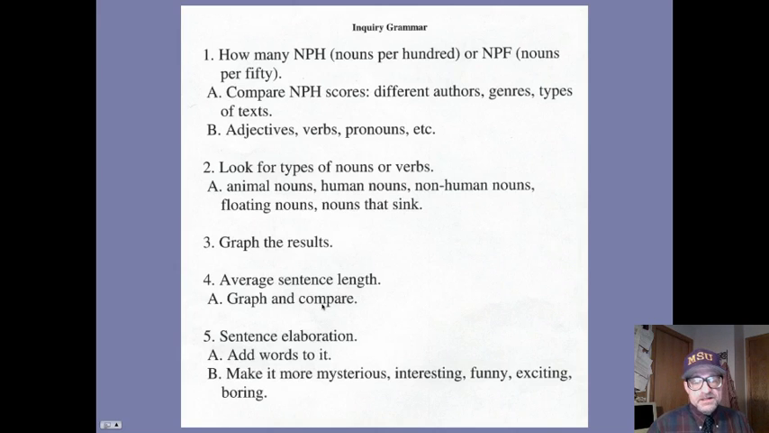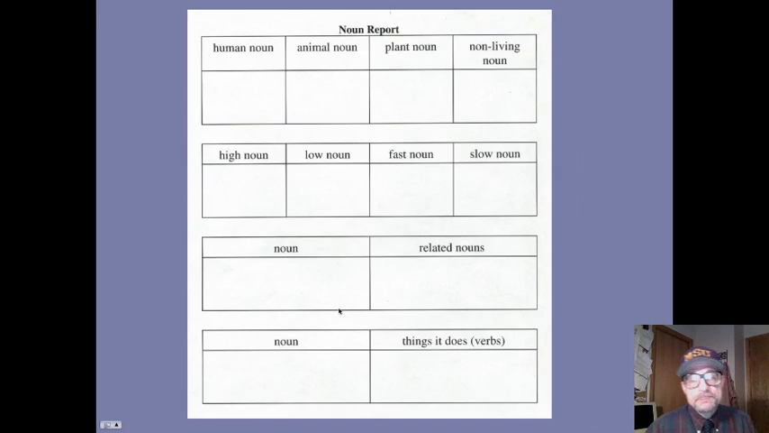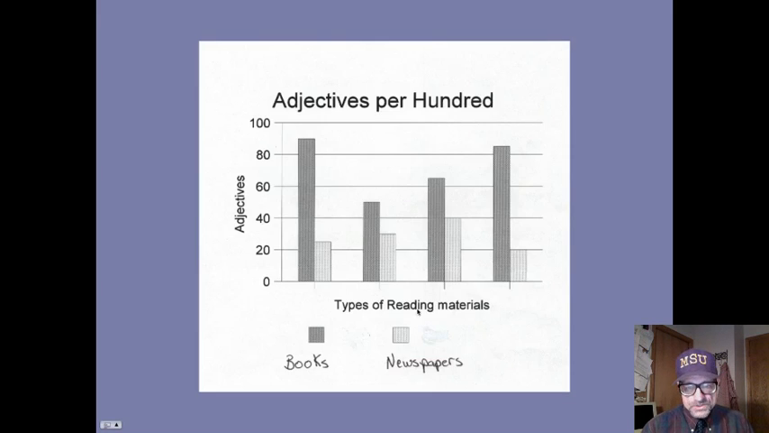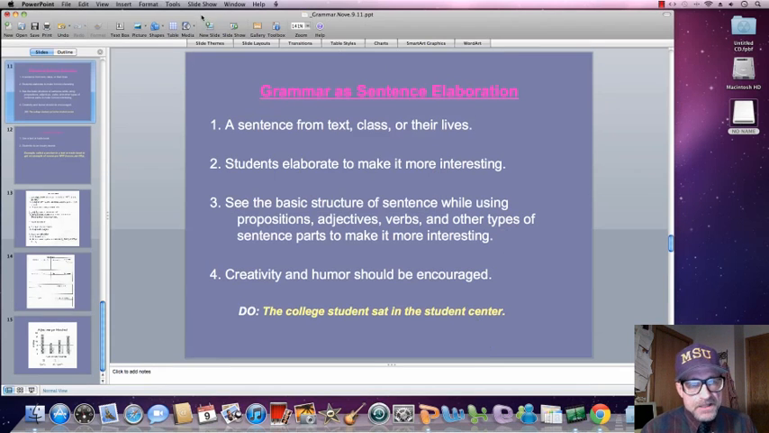Average sentence length. Add words to sentences. Noun report. This is an example of inquiry. How many human, animal, plant nouns, non-living nouns? You get the idea. They ask a question, they go to some text, they look for data, and they simply put a tally point in each category as they see it. Adjectives per 100. This one compared books to newspapers. Gets them examining sentences. All right, those are all the answers, all the things you need to know about grammar instruction.